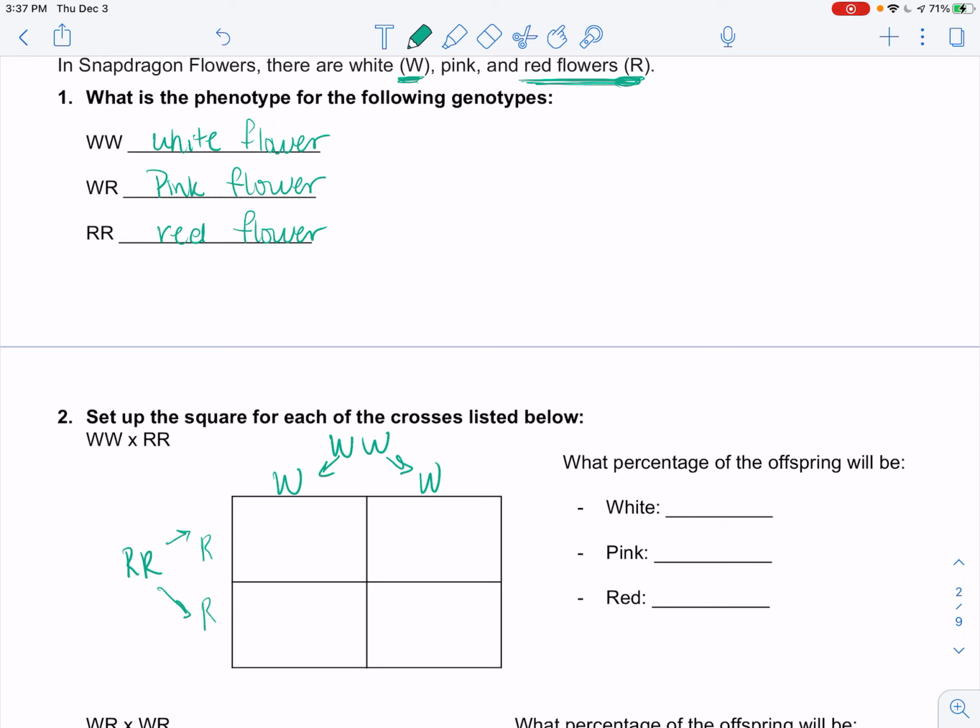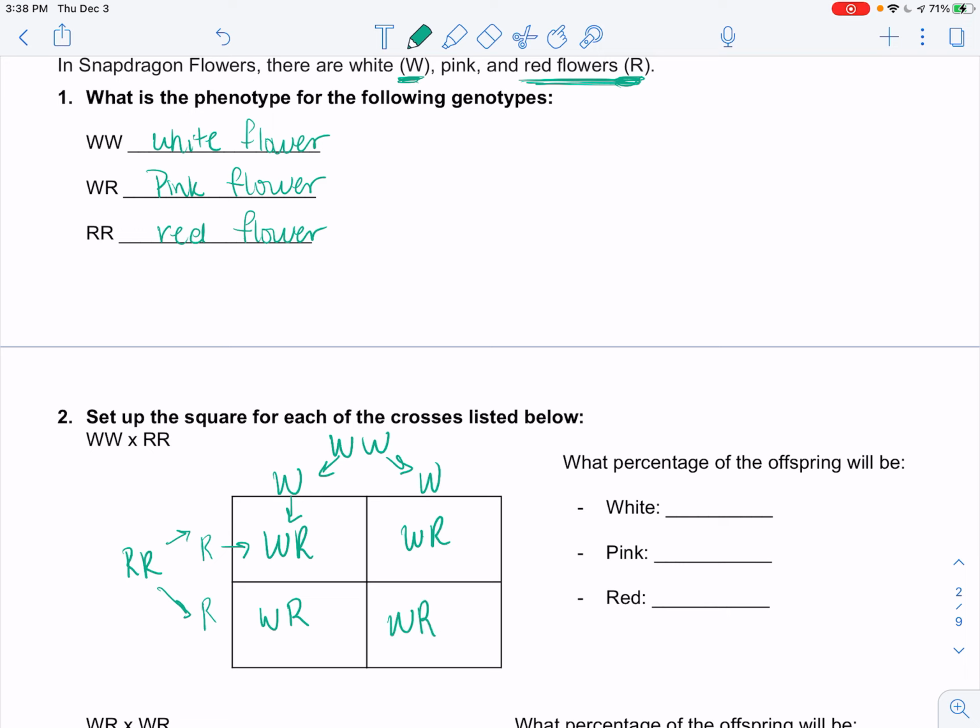And just like before, we're going to bring them down and across. And it doesn't really matter which goes in front. Some people say to do it alphabetically. It really doesn't matter. But they need to both be capital letters. You will be counted off if they're lowercase letters because neither of these are going to be recessive. So they both need to be capital. And then just be consistent.